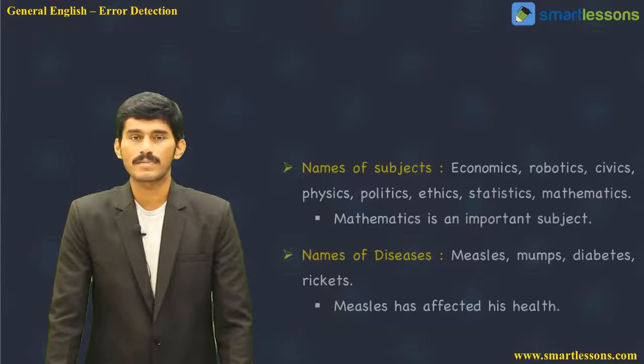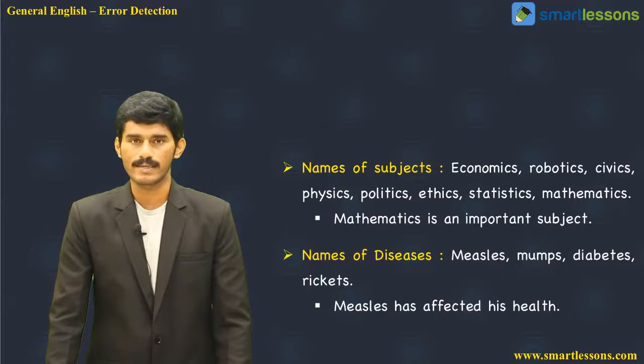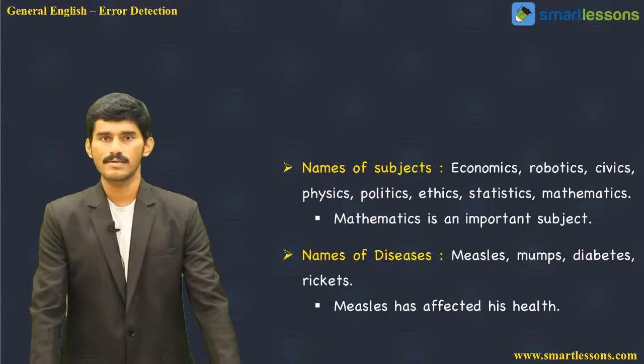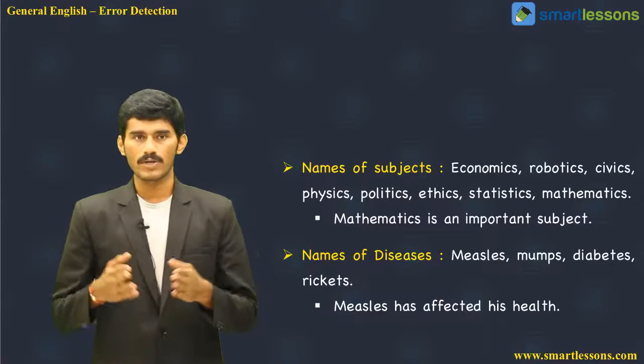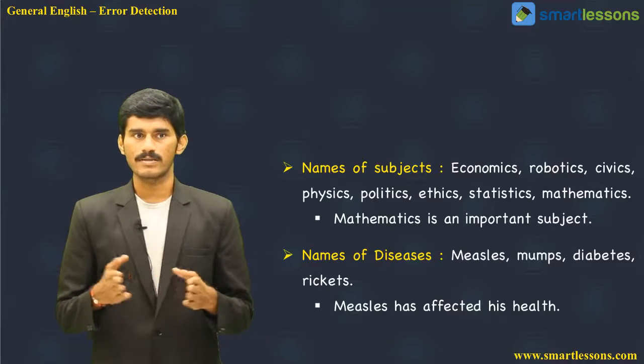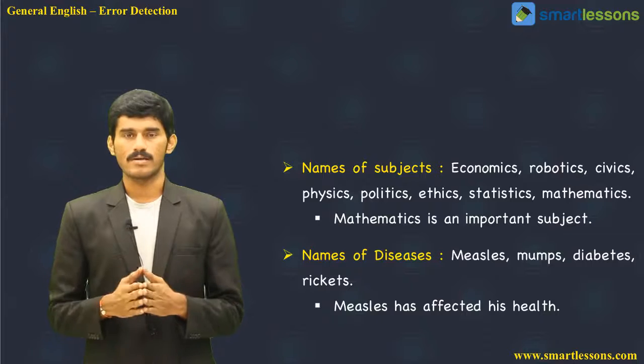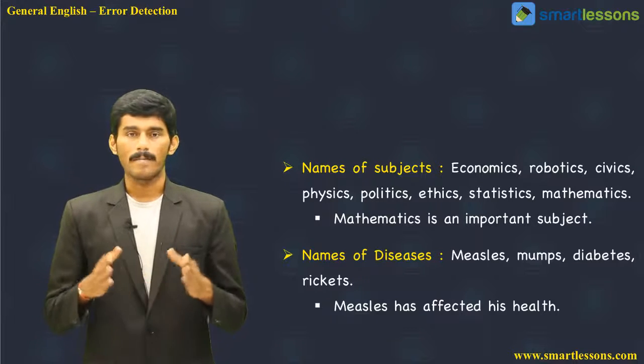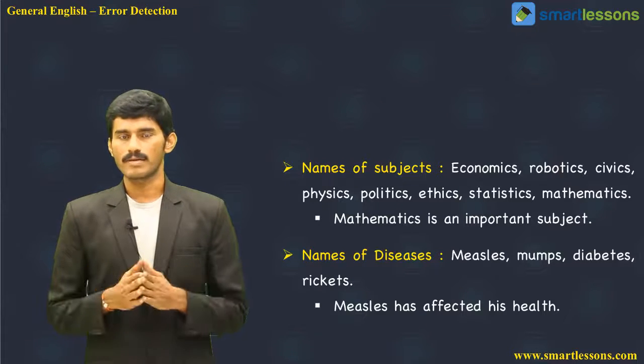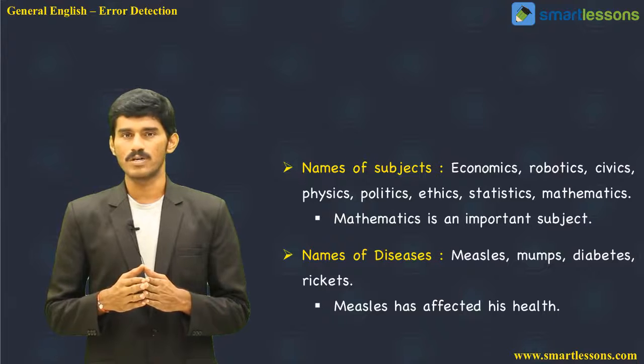Okay. Next, there are some names of subjects also which end in s, but they are also to be taken as singular. Economics, robotics, civics, physics, politics, ethics, statistics and mathematics. They all end in s, but they are to be taken as singular. Mathematics is an important subject. Here we are using the singular verb is.